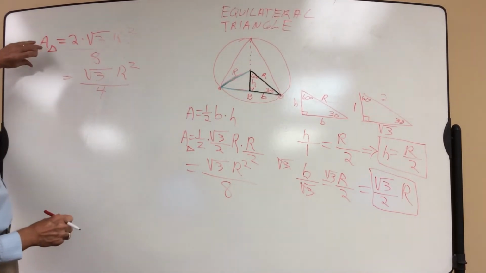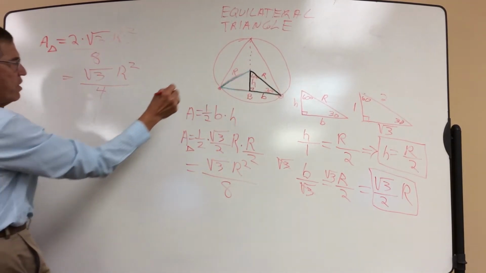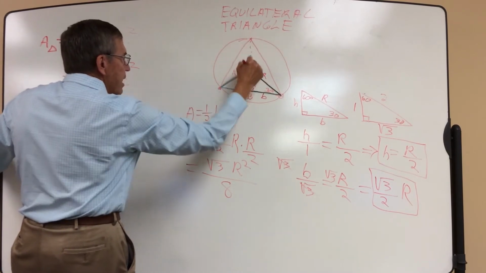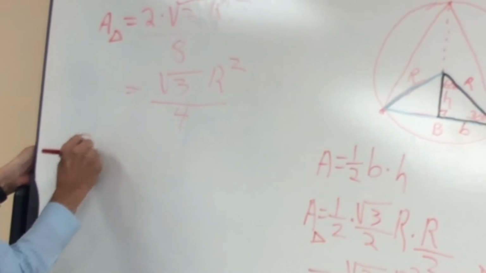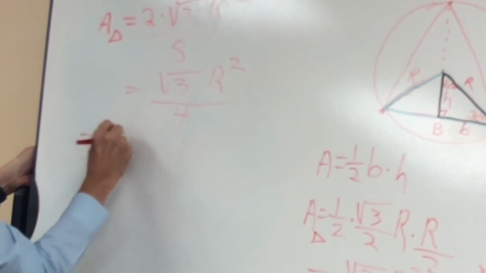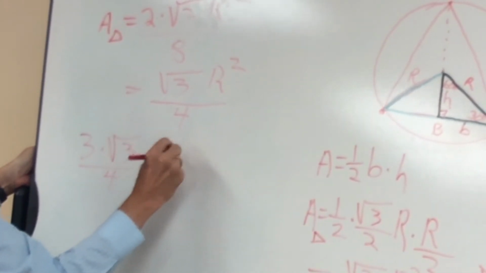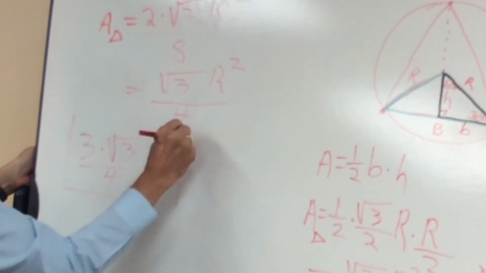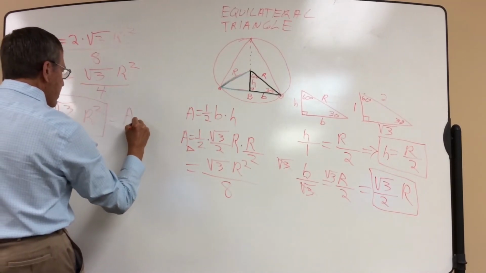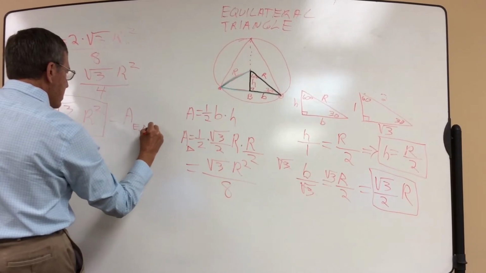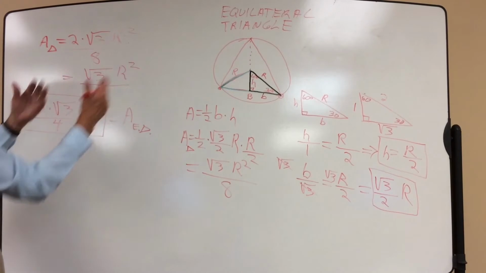Now, that is the total green triangle, of which there are 3 to make up the total equilateral triangle. So I can say 3 times this, square root of 3 over 4 r squared, is going to be the area of the equilateral triangle. Okay? Now, how does that compare to the circle?